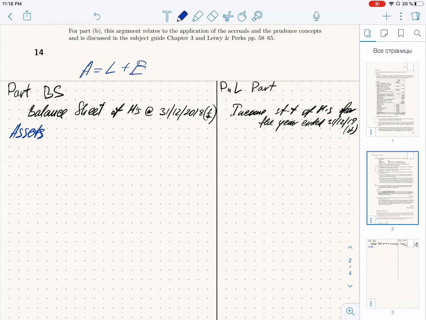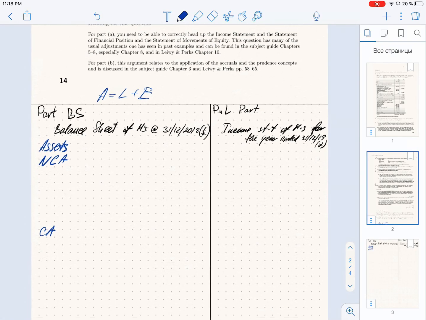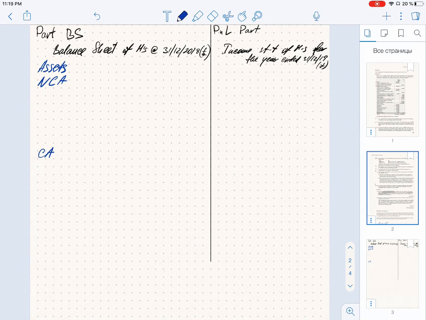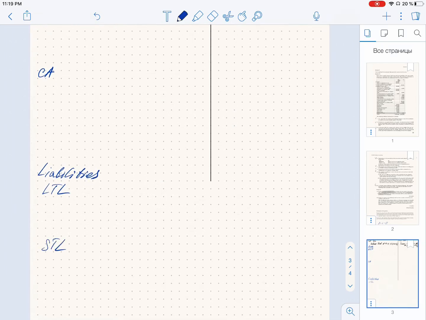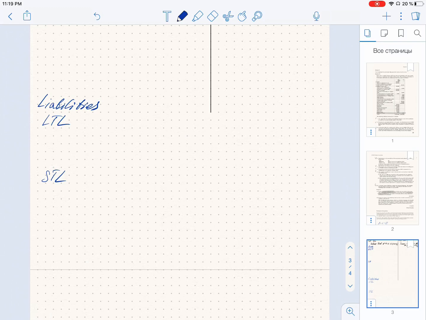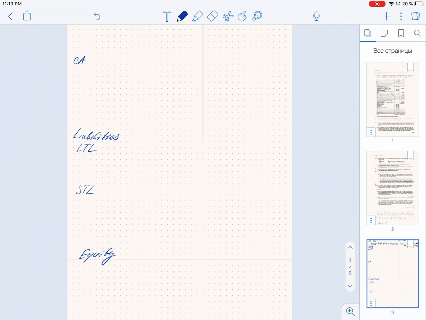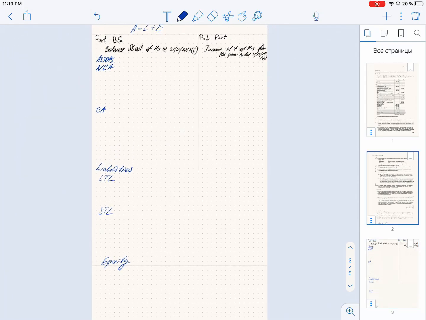Assets would be divided between non-current portion and current portion. Then I have to leave some space and write down liabilities, which should be divided between long-term liabilities and short-term liabilities. And the final section of balance sheet is capital or equity. This is the template of balance sheet, and these are sections which would for sure appear there.